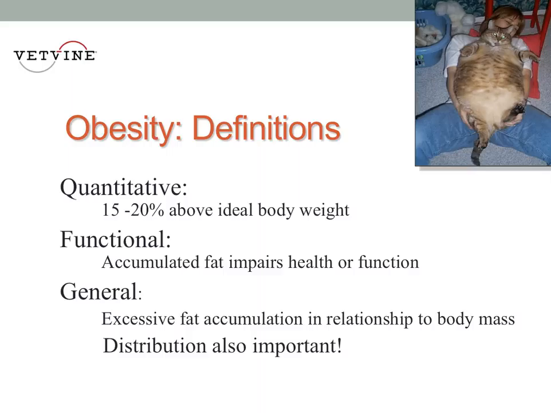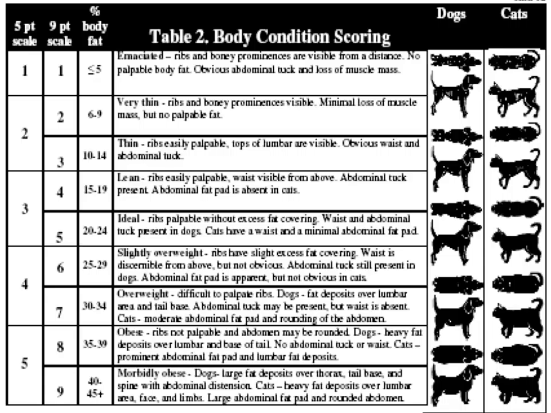And what's known, at least in people, is that the distribution of that fat is important. That is, whether it's around the midsection, the apple shape, or around your rear end and on your legs, that pear-shaped appearance. Now, there are ways to measure the amount of body fat, but even in people, the best that can be done and the most reproducible is what's called body condition scoring. What that does is allow you to get a rough estimate of the amount of body fat relative to the size of the dog or cat.